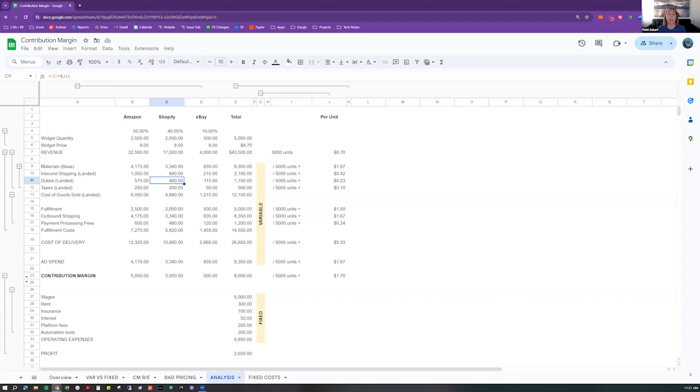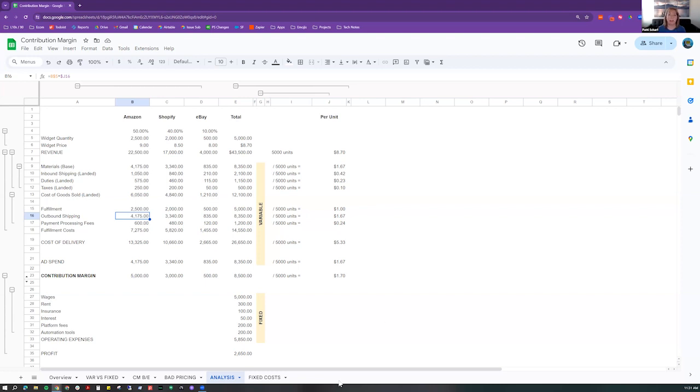You can also take a closer look at the different costs that are contributing most to reducing your contribution margin. So if your outbound shipping is through the roof, maybe if you can reduce that, you can increase your contribution margin, which will have an impact on your bottom line. All right, so I think that should give you a pretty good overview of how all of this works.